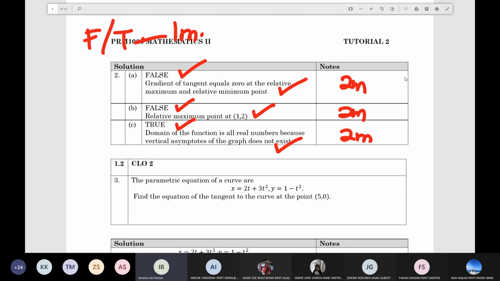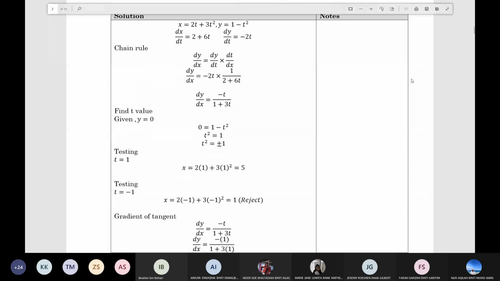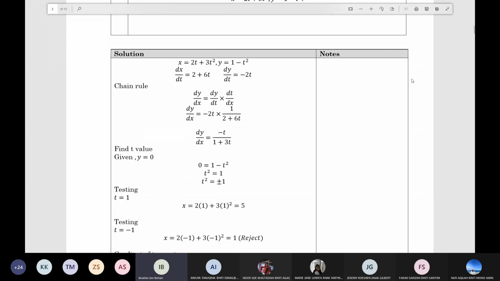Okay. And question 3. Okay, question 3, check answer. Ini mudah saja. Find the equation of tangent at the point 5, 0. Okay, cek jawapan. Check solution.